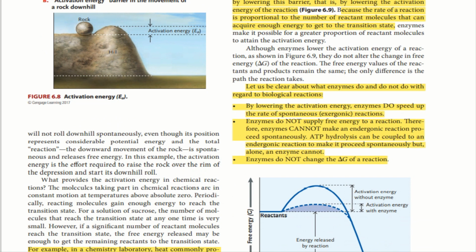The do's and don'ts of enzymes include: number one, by lowering the activation energy, enzymes do speed up the rate of a spontaneous or exergonic reaction. Enzymes do not supply free energy to a reaction. Therefore, enzymes cannot make an endergonic reaction proceed spontaneously. ATP hydrolysis can be coupled to an endergonic reaction to make it proceed spontaneously, but not alone. Enzymes do not change the delta G of a reaction.